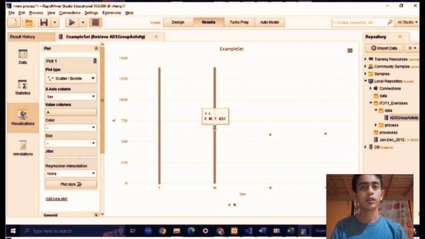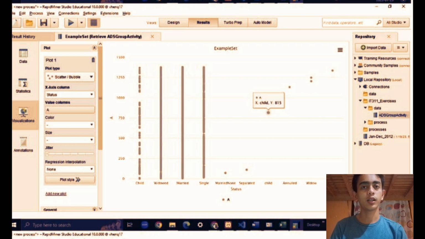Second, for the gender of the people who died, we use scatter bubble as the plot type to have the result, and the result is equal. So both male and female have the same number of people who died.